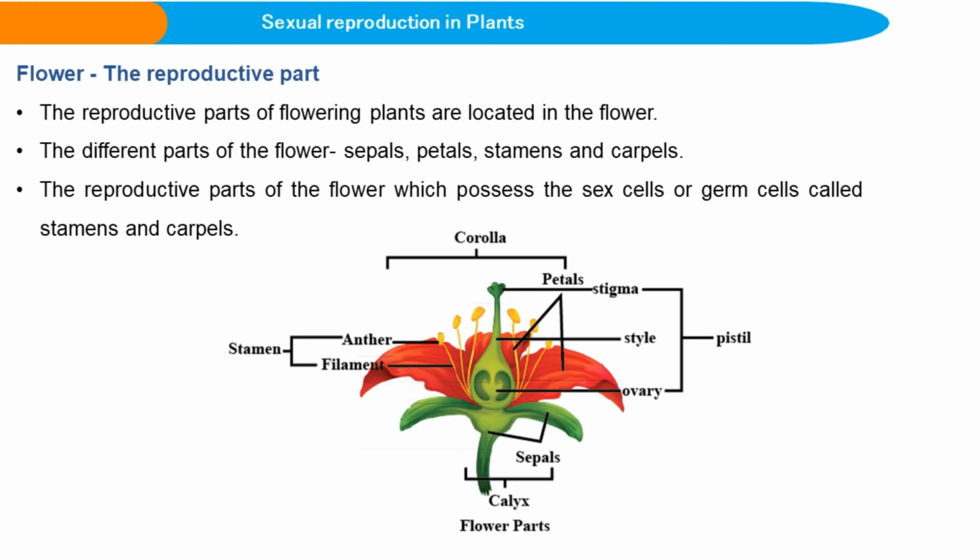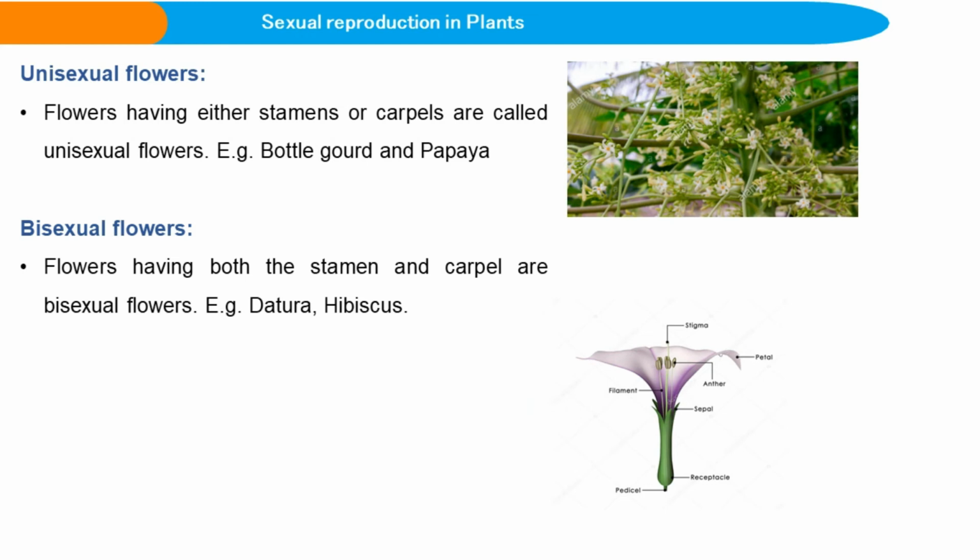The reproductive parts of the flower which possess the sex cells or germ cells are the stamen and carpel. That means the stamen or androecium is the male reproductive organ and the gynoecium is the female reproductive organ. They contain gametes. And what do you mean by unisexual flowers? The flowers having either stamen or carpel are called unisexual flowers.